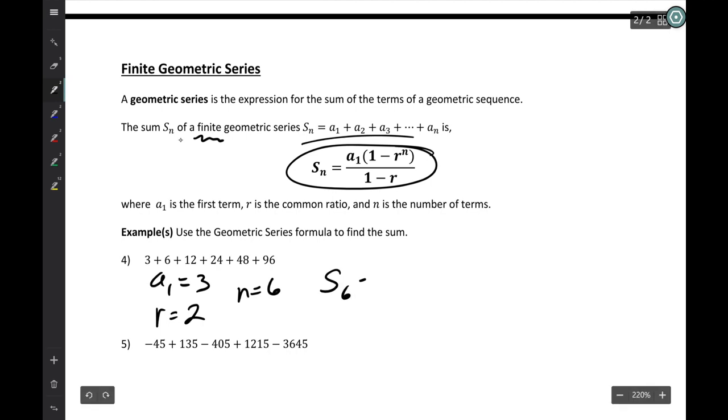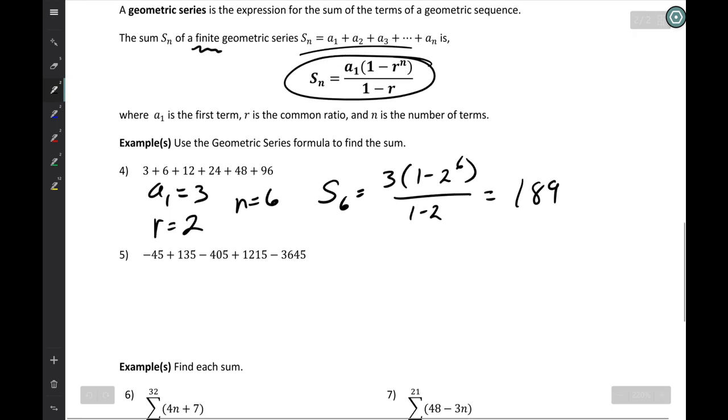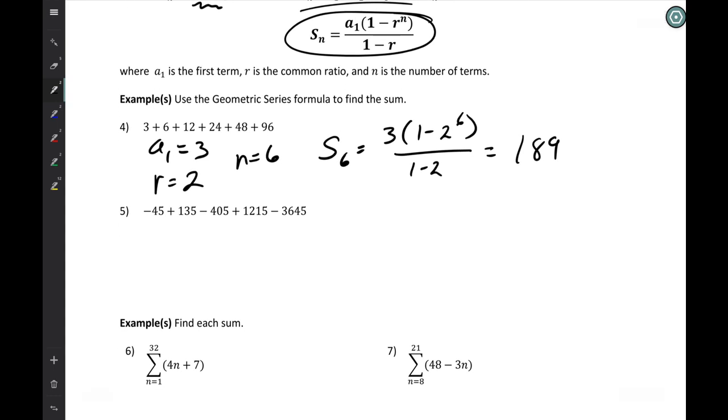I got S sub 6 is equal to 3 times 1 minus 2 to the 6 divided by 1 minus 2. This is clearly 189. That's all you got to do. Write down the things, plug them into the formula, evaluate it with a calculator. Because I can't stop you guys from using calculators, so why would I have you do it by hand?